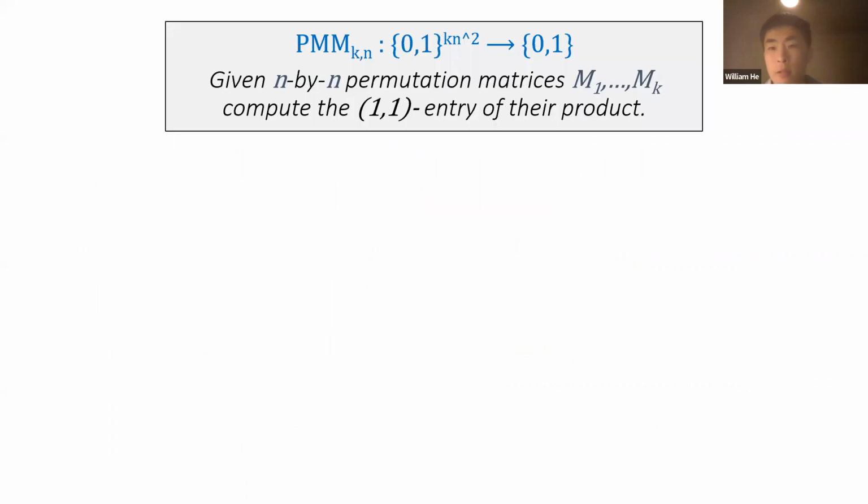Now, I'll state the problem that we're focused on, which is the computational problem of permutation matrix multiplication. We'll denote this as a Boolean function, PMM_{k,n}. The problem is the following. We're given n by n permutation matrices, M1 through Mk, and the task is to compute the 1-1 entry of their product. And this is a Boolean function from {0,1}^(kn^2) to {0,1}.